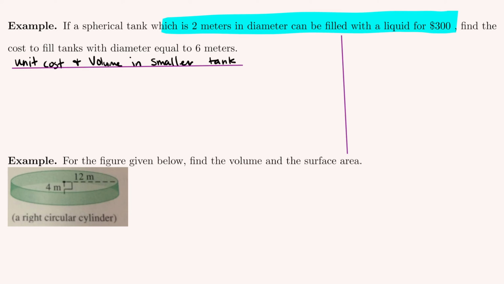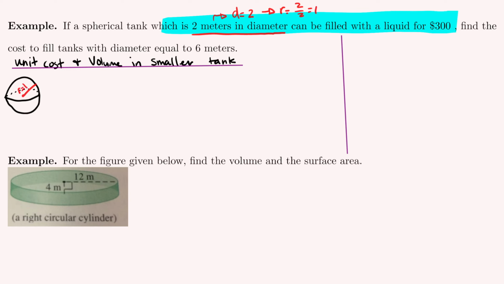It was said that it's a spherical tank, so I know I have a sphere. So I draw a quick sketch of a sphere. I know the diameter is 2 meters, but if you look back at the formulas related to sphere, they're all about radius. So immediately I want to change this diameter measurement into a radius. We know radius is always half of the diameter, so the radius is 1. So my radius here is 1.